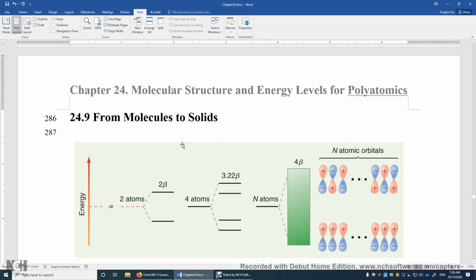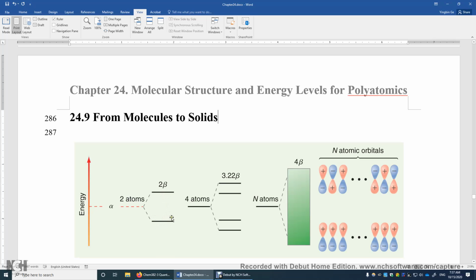Section 24.9, from molecules to solids. In this molecular orbital energy diagram, we use alpha to denote the 2p atomic orbital energy in a carbon atom. In CH2CH2, or ethylene, the interaction between the two p orbitals from each of the two carbon atoms forms two new MOs.